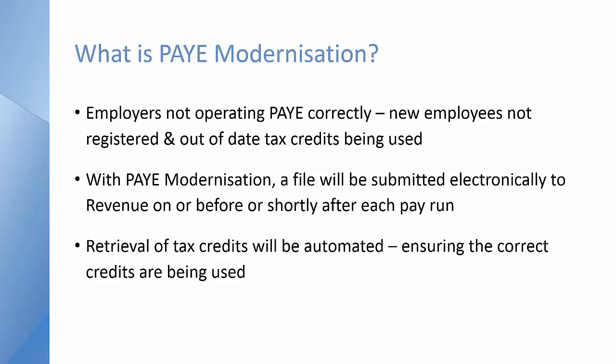Many employers are not operating PAYE correctly in that they don't register new employees or they use out-of-date tax credits. This is also being addressed by PAYE Modernisation. So essentially a file, much like the P35, will be submitted electronically to Revenue on or before each pay run. In most cases, this means a file is submitted either weekly or monthly. Also, the retrieval of tax credits, in other words the P2Cs, will be automated, which should ensure that the correct credits are being applied by employers.